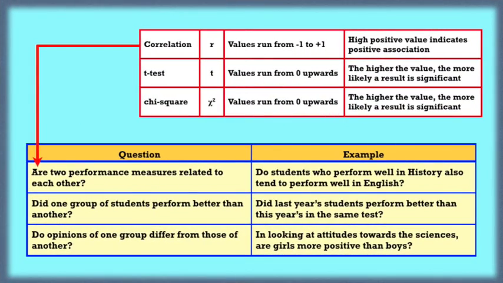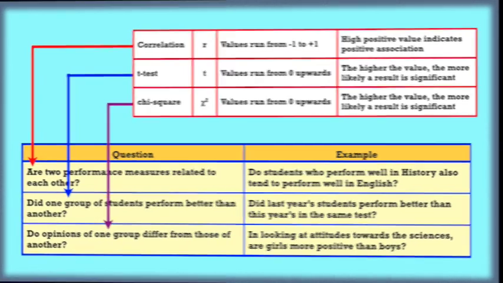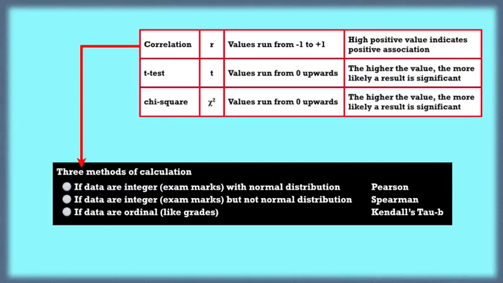We'd use correlation to answer the first question. We would use a t-test to answer the second question. And we'll use chi-square to answer the third question. We'll look in subsequent presentations in a bit more detail at each of these tests. We need to be aware that there are three methods of calculation, and any good computer program will do any of the three. It just requires us to tick the right box. And in fact, it can do all three. But there are limitations, and that depends on the kind of data.